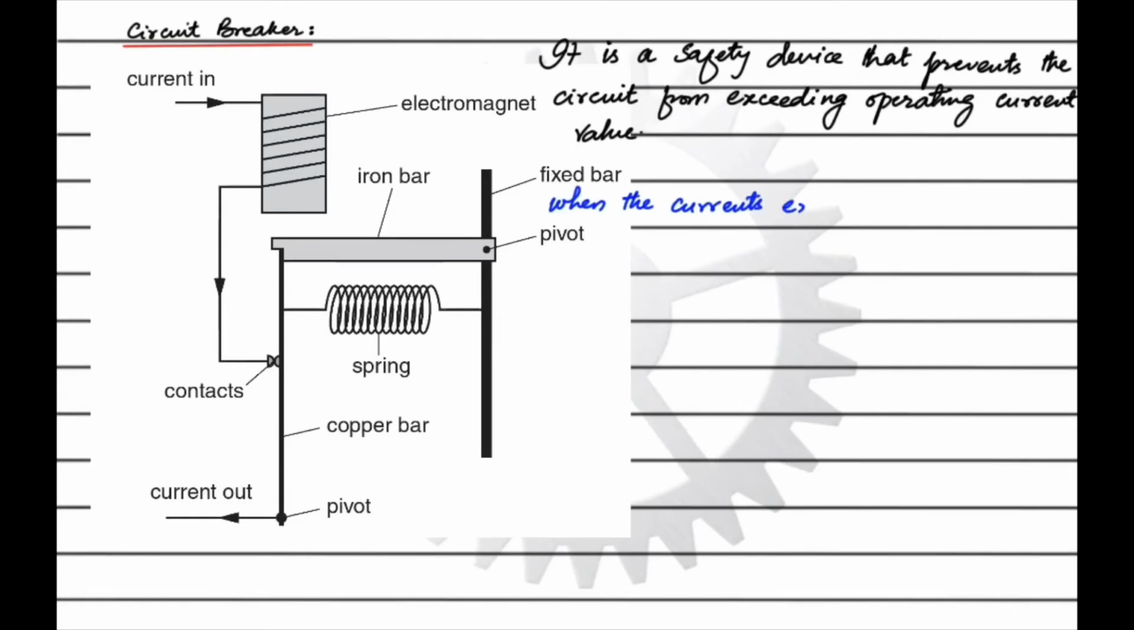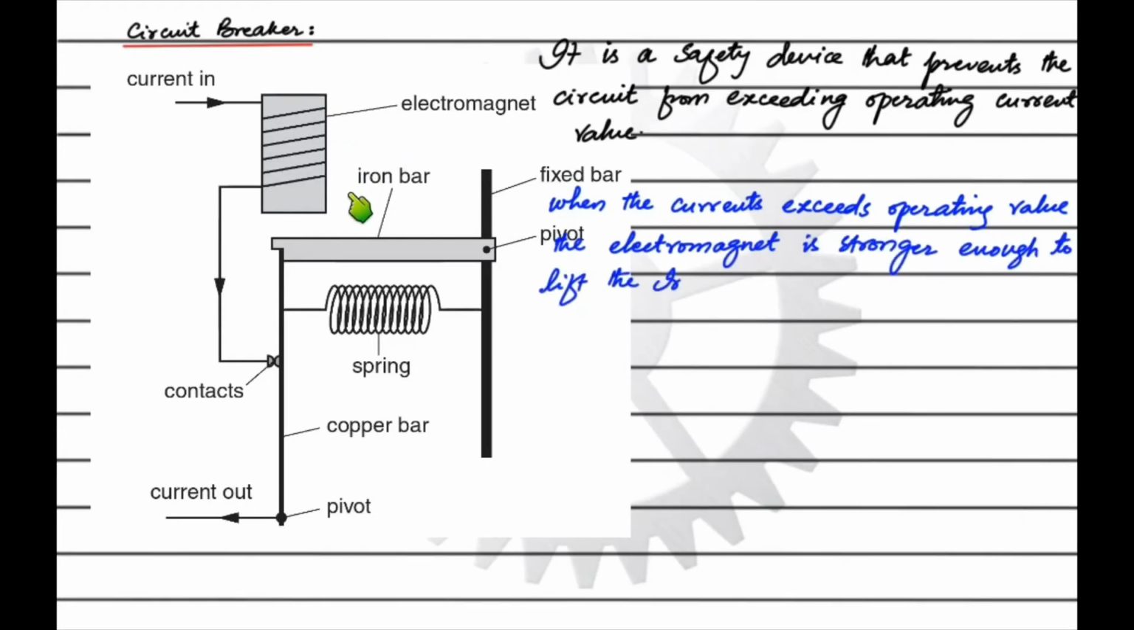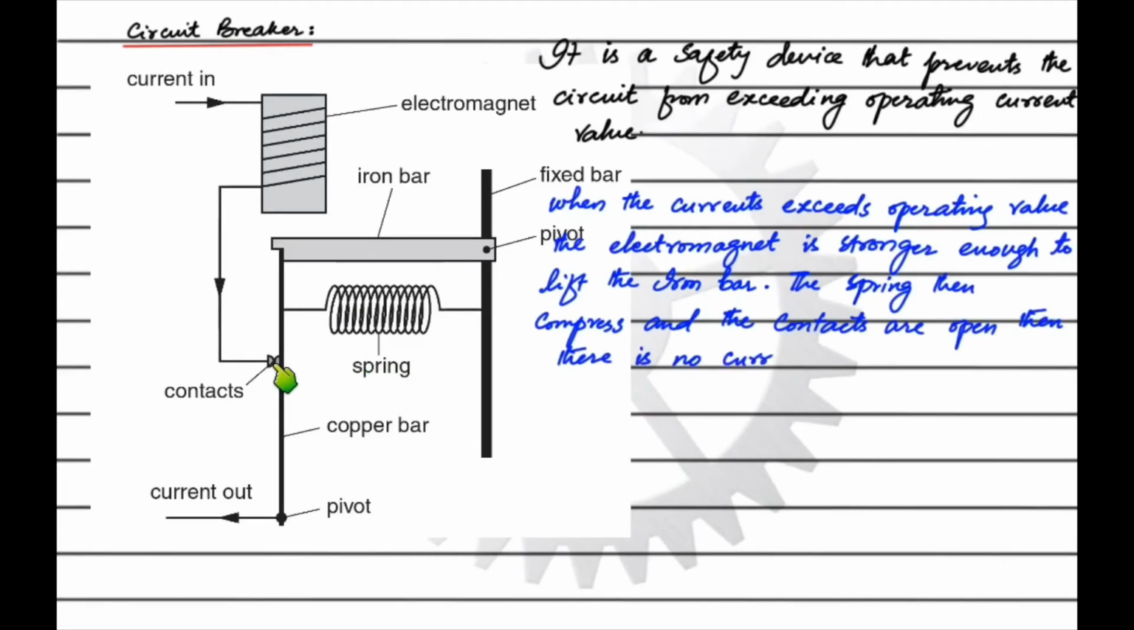When the current exceeds the operating current value, the electromagnet becomes stronger and lifts the iron bar up. After lifting the iron bar, the spring is compressed, these contacts are open, and there is no current flowing in the external circuit.